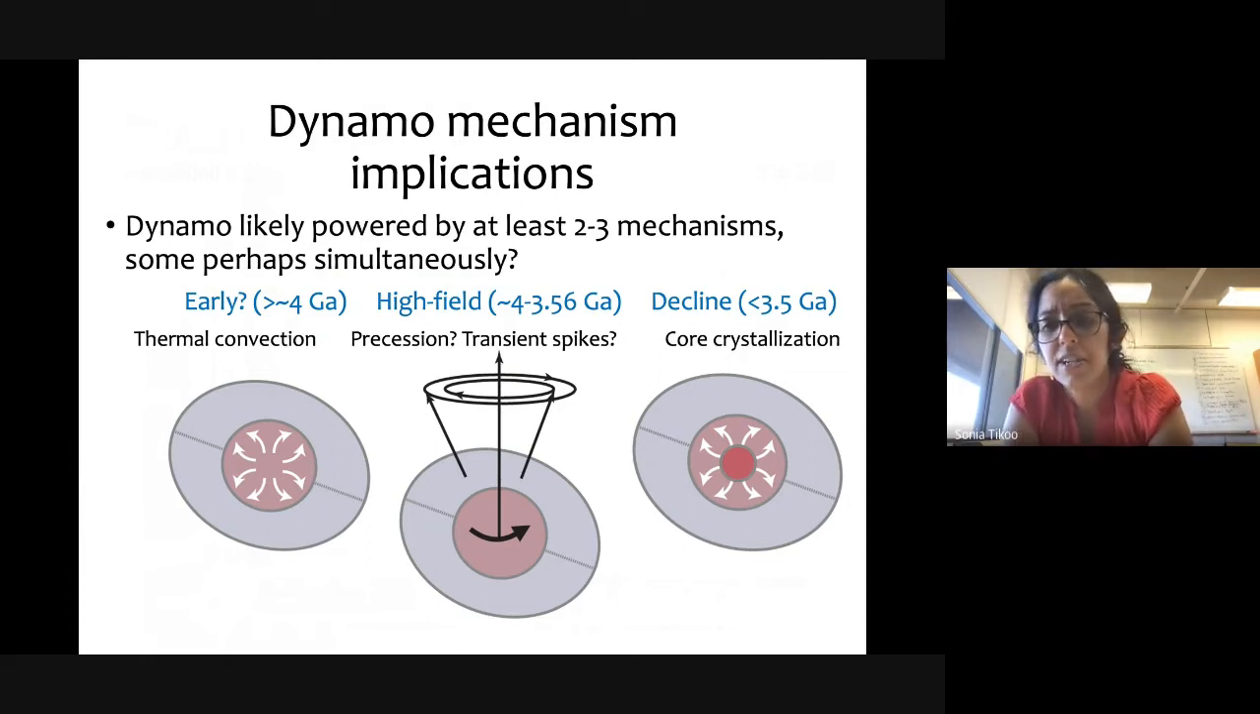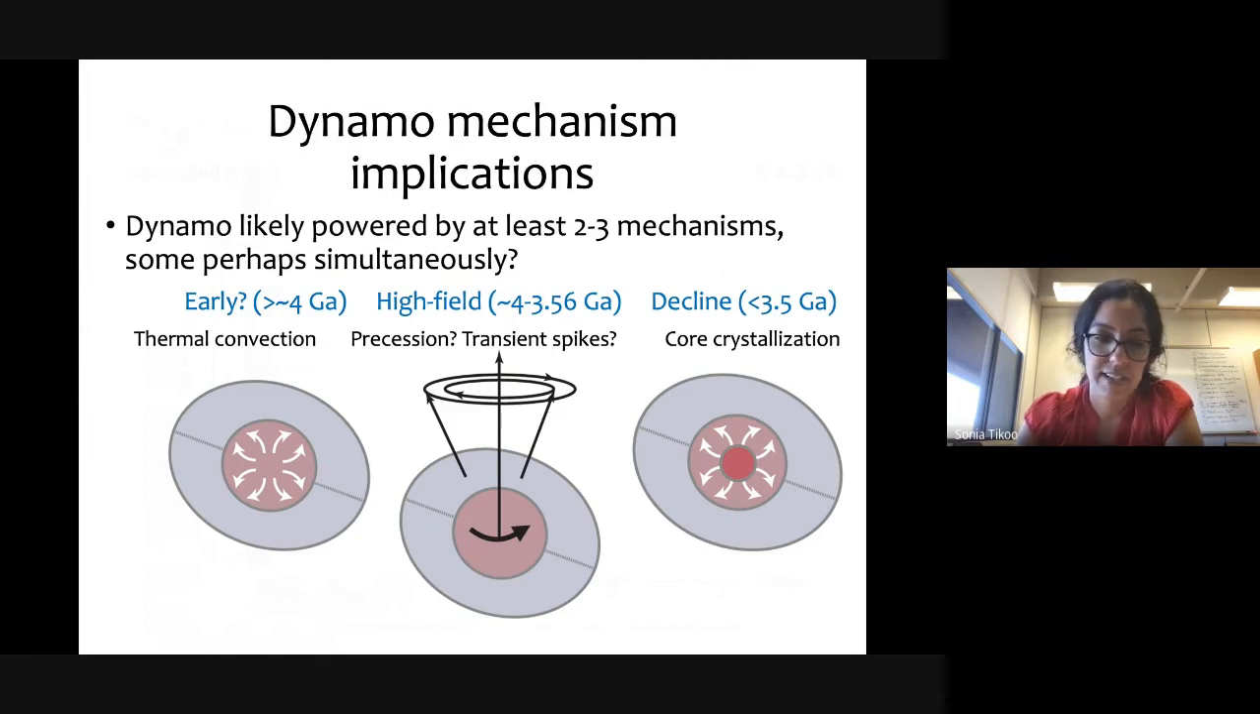And then as you get to the younger part of the lunar paleointensity record, it really seems like you can only invoke core crystallization to sustain a weak, very long-lived dynamo after about 3.5 billion years ago. So that's our current understanding of the moon's paleointensity evolution from the modern studies.